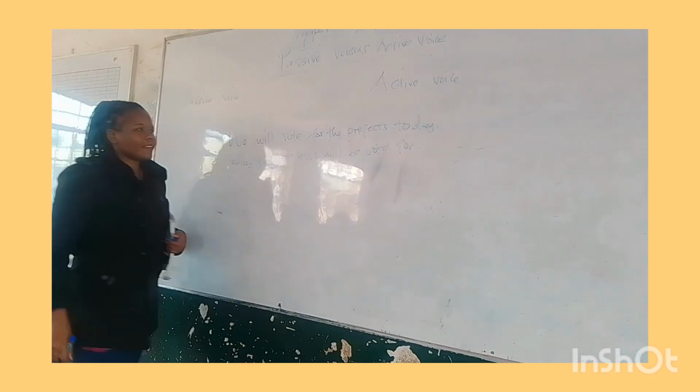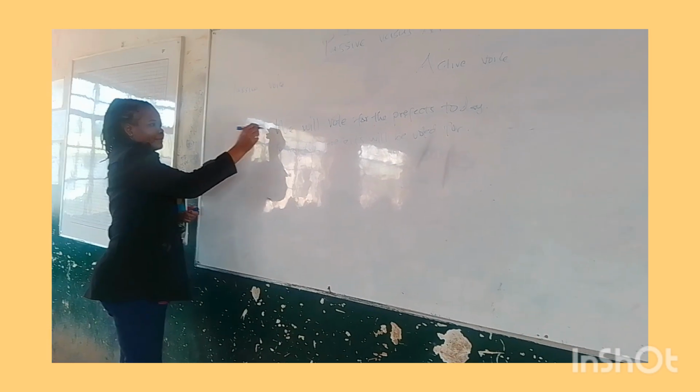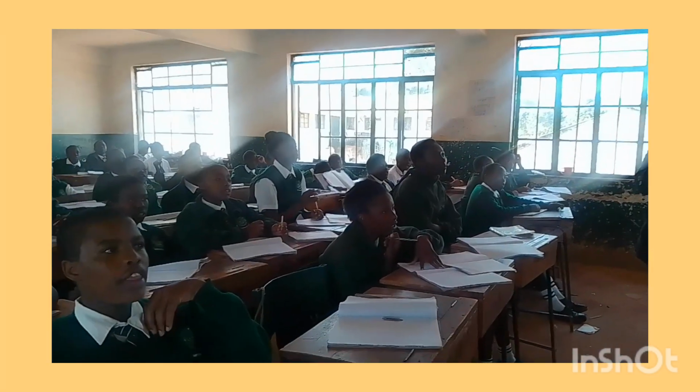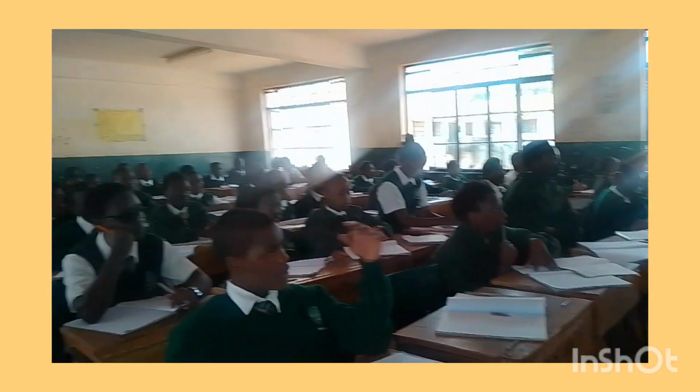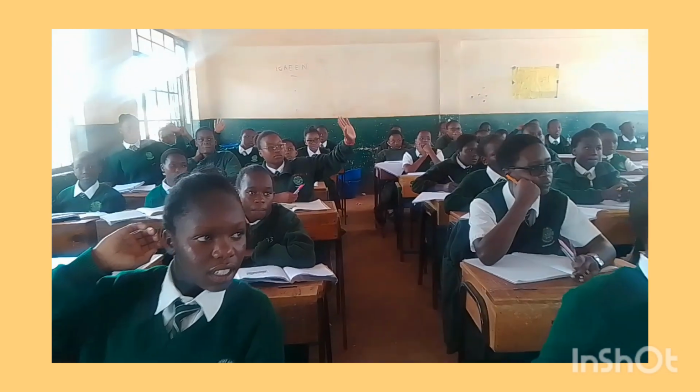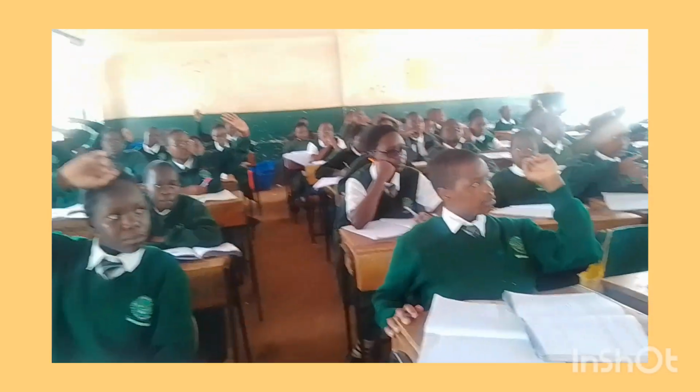now those are two sentences. Let's read the first one. We will vote for the prefects today. Again? We will vote for the prefects today. The second one. Today the prefects will be voted for. Now I want you to think about which one is participative, where participation is, and where is participation missing.